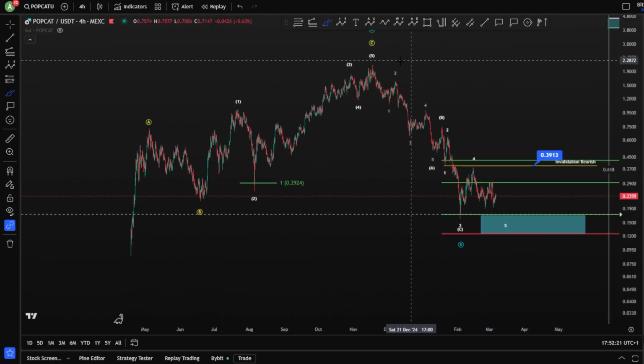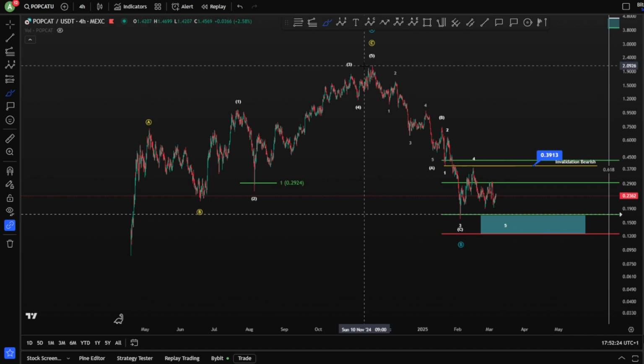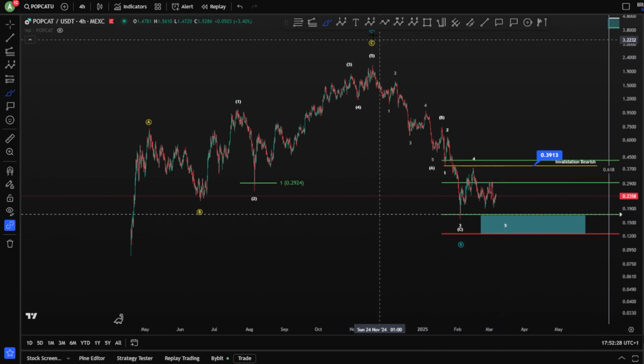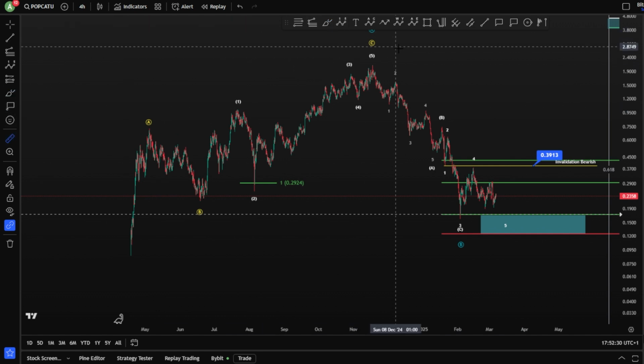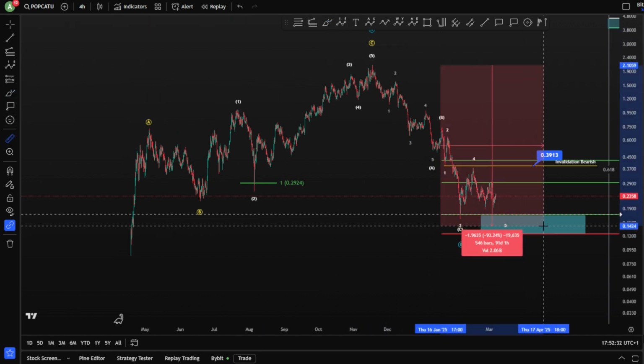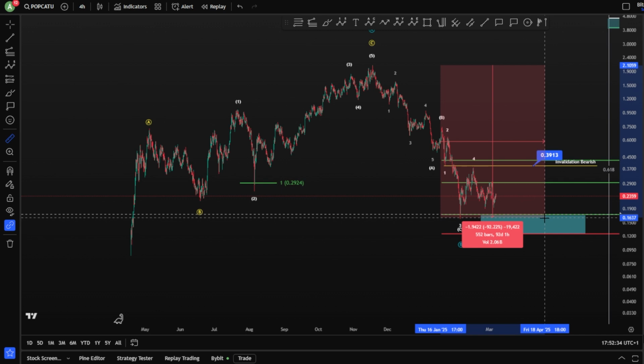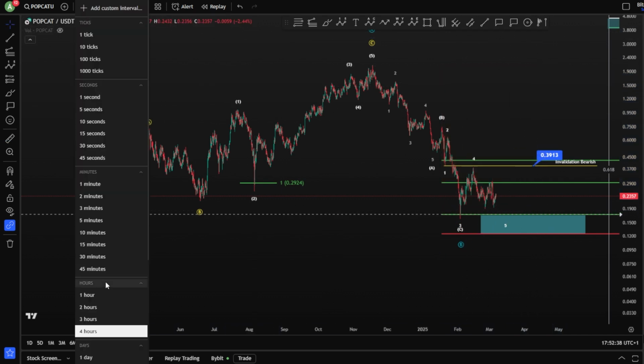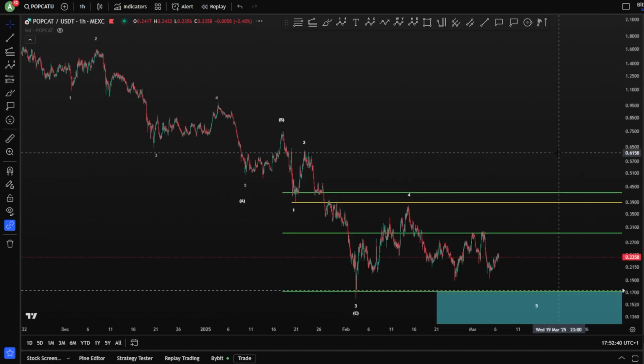Now we're talking here from $2 until the 0.2. So this is more than 80%, I think. Let me check. This is more than 80%, right? Yeah, even more than 90%. So definitely we're moving toward the upside in this area. Let's move to the 1-hour chart to see what's going on here.